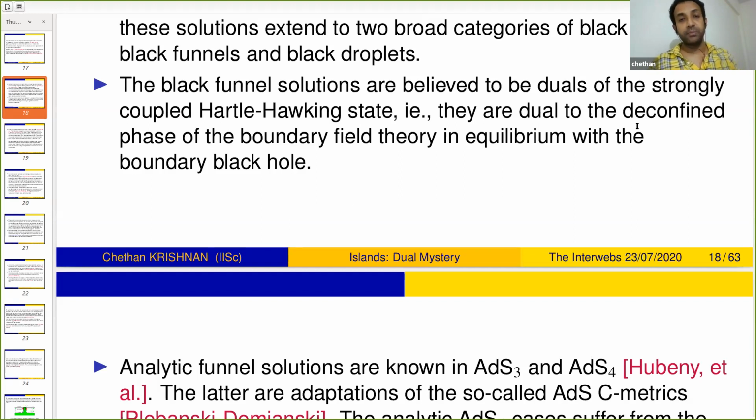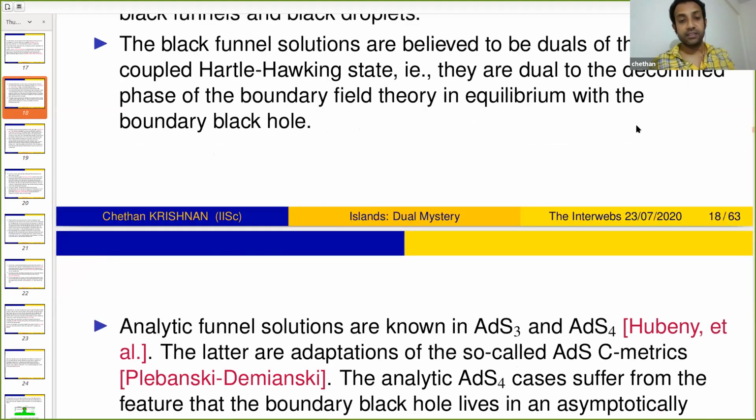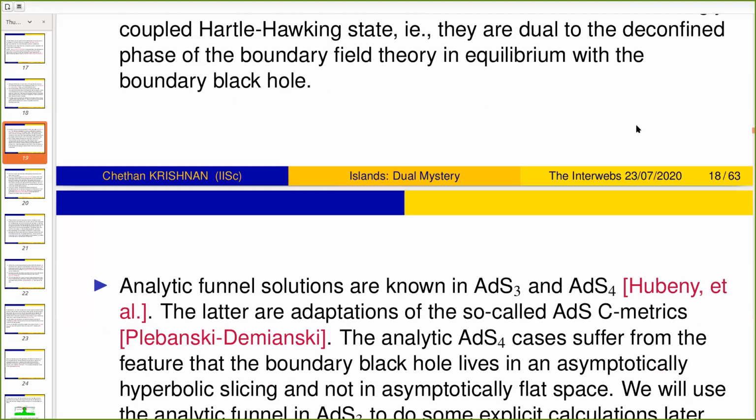And the dual of that would be basically a black funnel. So this is the picture. Okay, sorry, Chethan, can I ask something? Yeah, absolutely. So are you trying to formulate the information loss paradox in the boundary without dynamical gravity here?